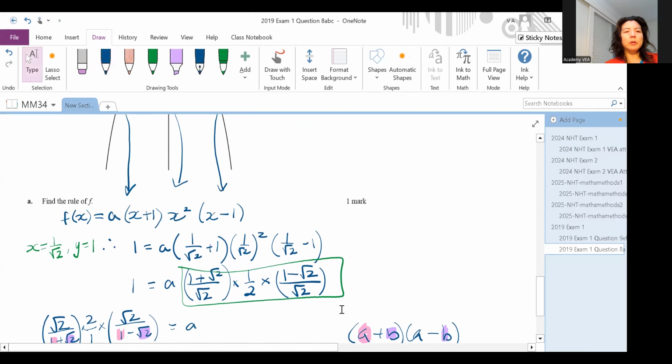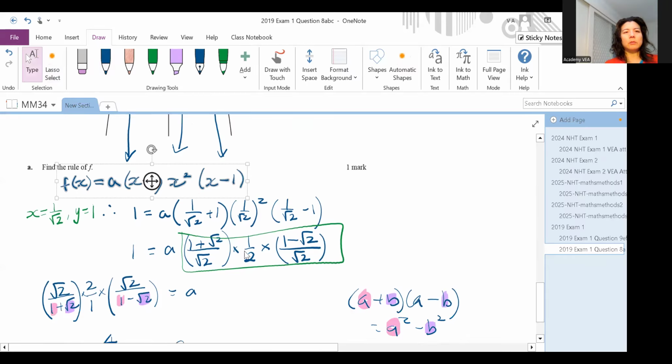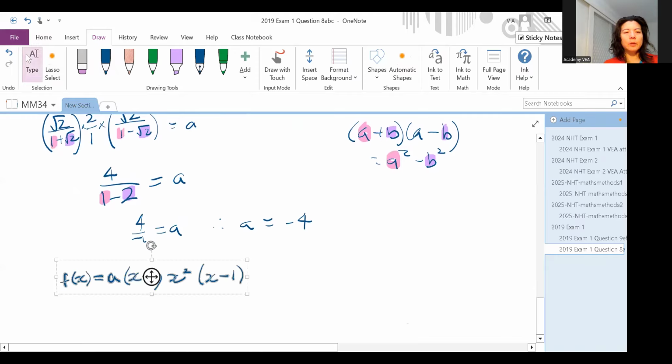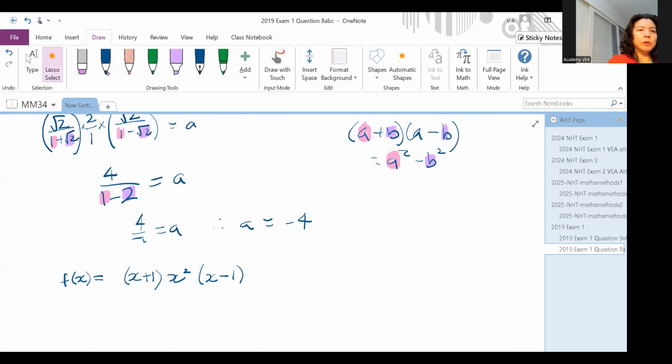So then we go back to our equation here. We know our a value now, and we can just replace it. Hello, why did you do that? So cut and paste, which gives you a negative 4 in front of here, and that's your final answer.